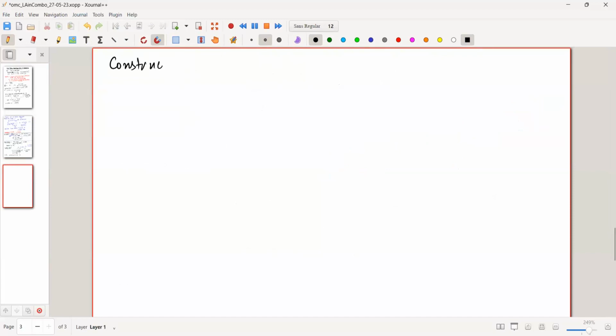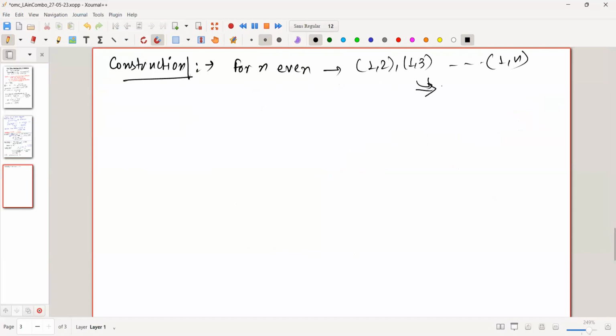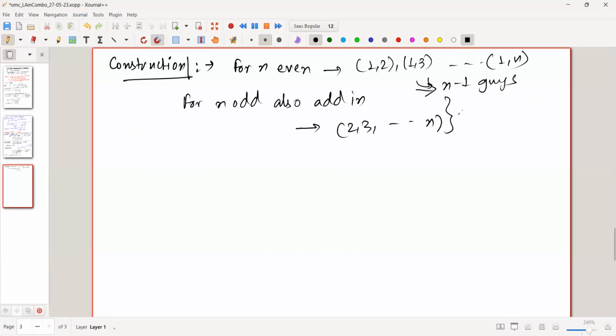So the construction, for n even first: it's {1,2}, {1,3}, up till {1,n}. So these are n minus 1 sets. And for n odd, also add in {2,3,4, up till n}. So that's n sets.